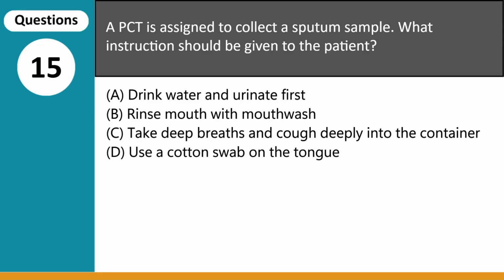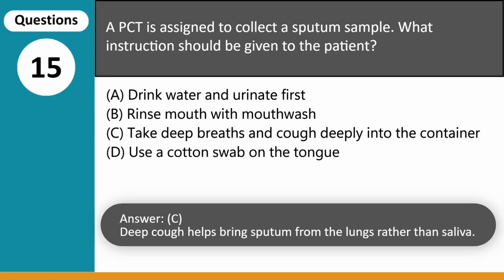What instruction should be given to the patient? A. Drink water and urinate first. B. Rinse mouth with mouthwash. C. Take deep breaths and cough deeply into the container. D. Use a cotton swab on the tongue. Answer C. Deep cough helps bring sputum from the lungs rather than saliva.